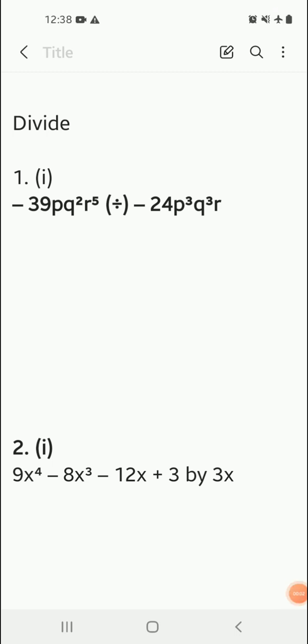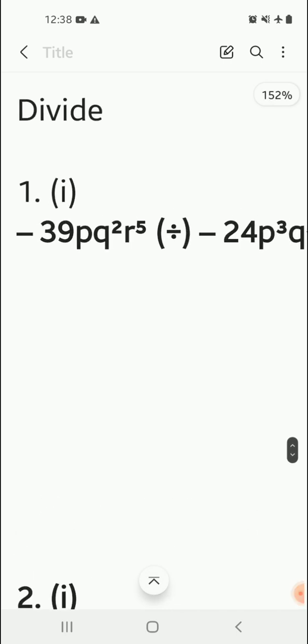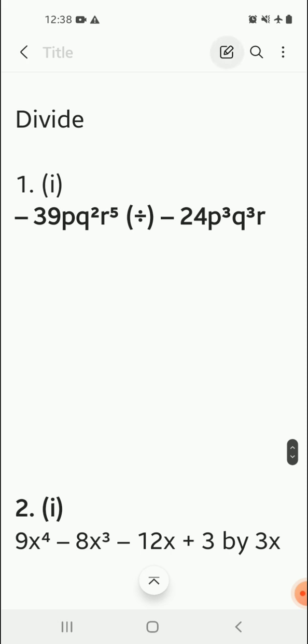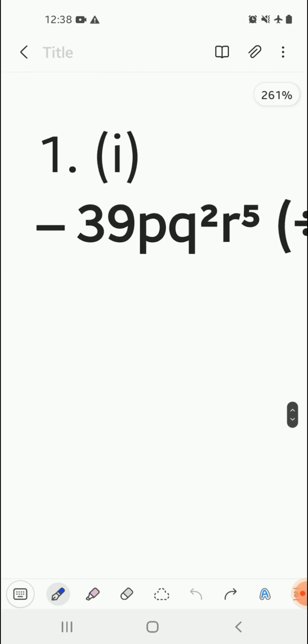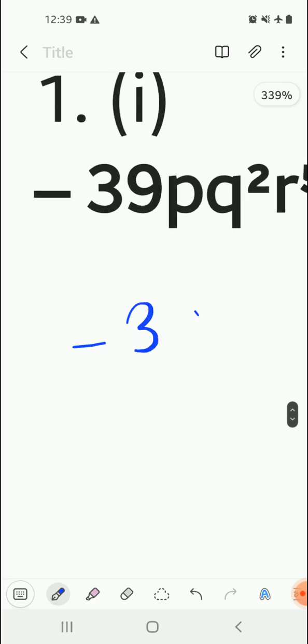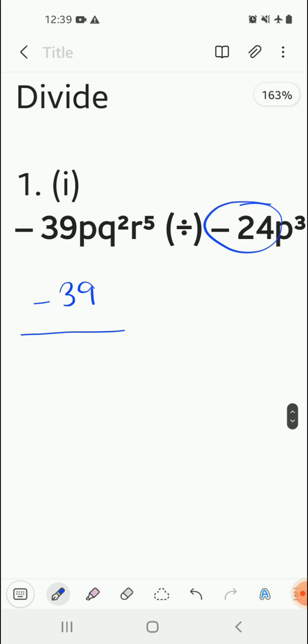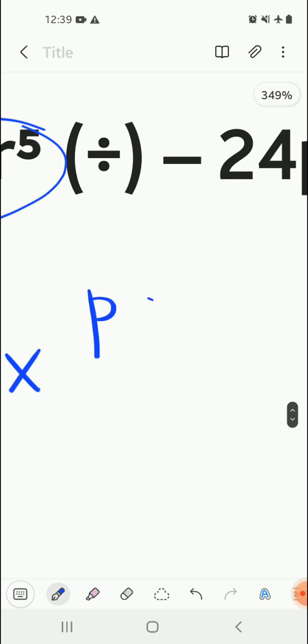Today's topic we are going to discuss division of algebraic expressions. See, it's given that we have to divide these two numbers. So first, we'll take the first number as the numerator. So we're going to write 39 divided by, and then we're going to take this minus 24 and write it here. Similarly, we are going to write down this part, that is the variable, the other side, separate it.